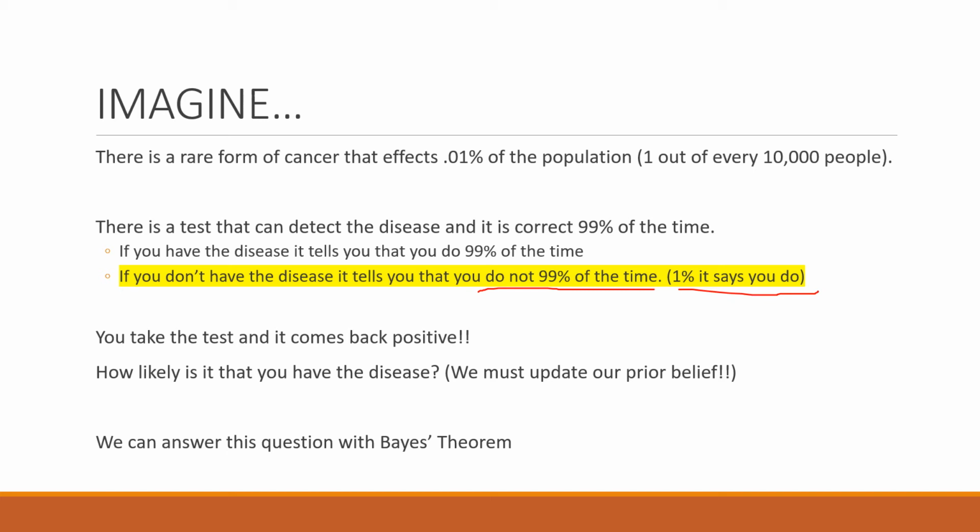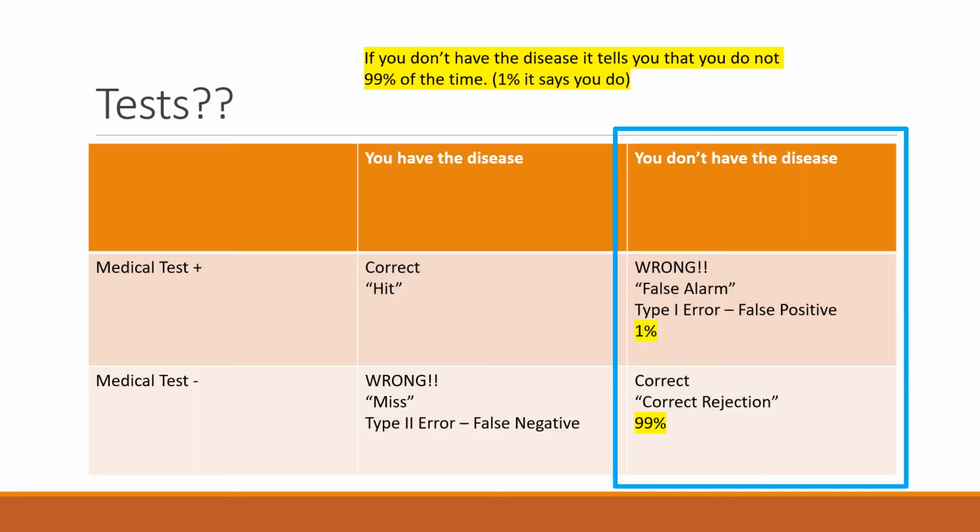So let's go back to our chart and see where we are again. We know we're over here. If you don't have the disease, it tells you that you do not 99% of the time. So I don't have the disease, I get a correct rejection 99% of the time, and that means 1% of the time I get a false positive, because I don't have the disease, but the test tells me that I do.